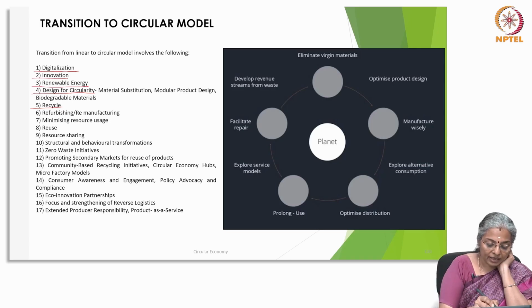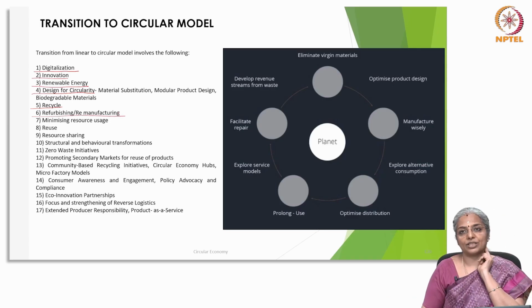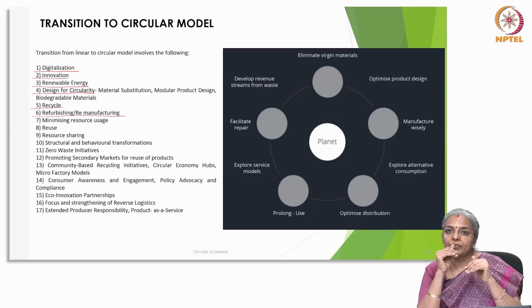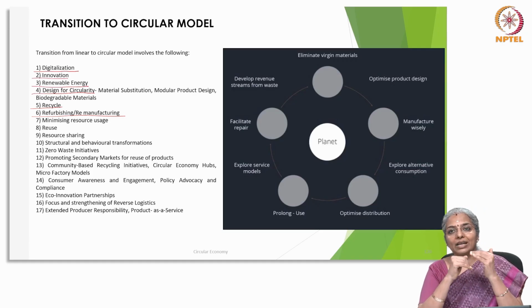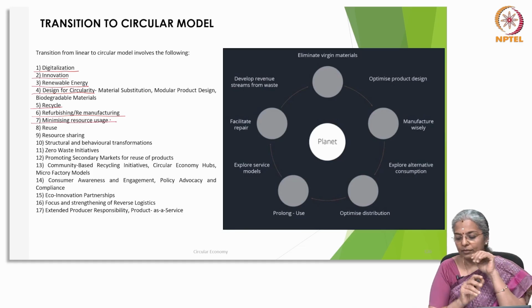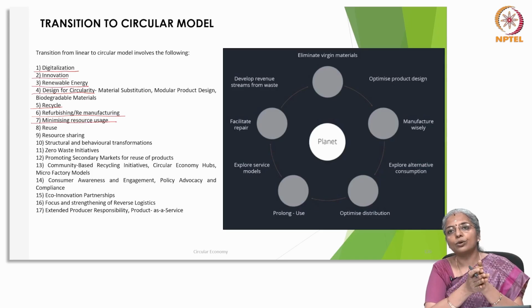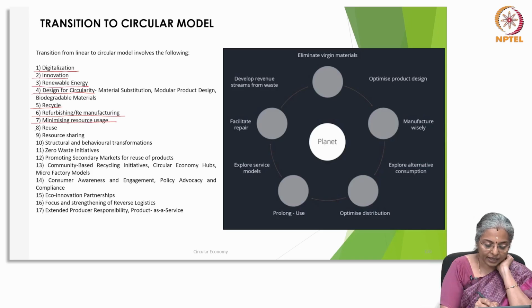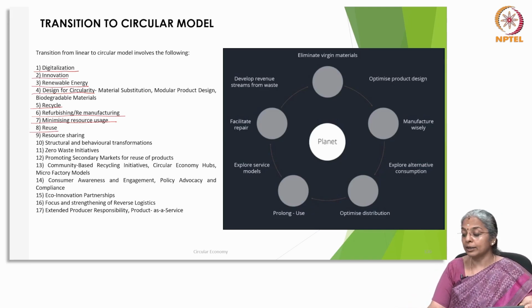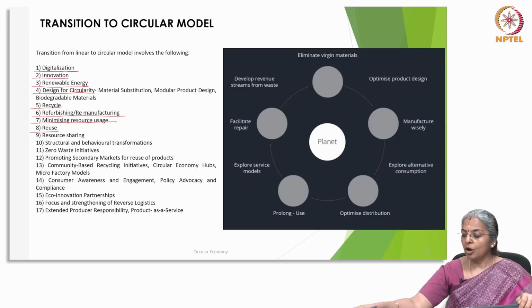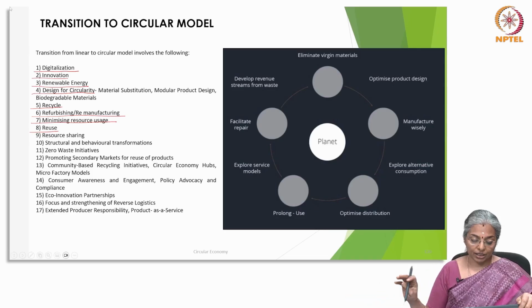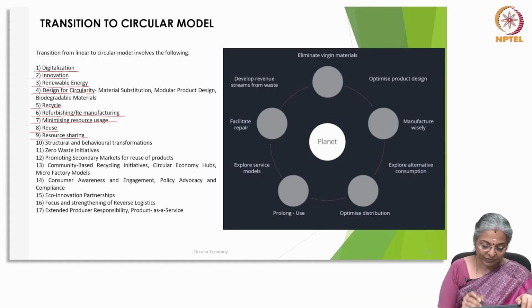Then we should look at refurbishing and remanufacturing. So a product which is repaired, we should start making it work through remanufacturing, and we should use the minimum resources possible. Try to reduce your resources, and then you should start reusing the product. Do not throw and discard the product, but start reusing the product. Also start to look at resource sharing. Share the resources well.